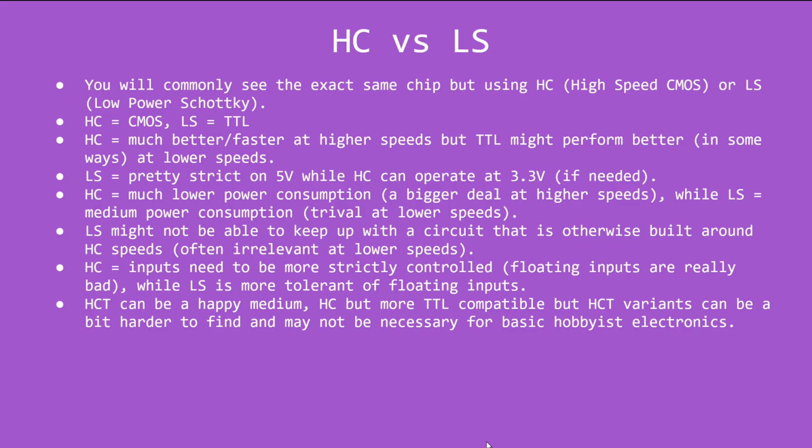As I said, they're pretty trivial in a lot of these things if you're just using them for basic hobby electronics. The LS chip might have trouble with HC components in the same circuit, but again, at lower speeds, trivial. HC means the inputs need to be more strictly controlled, such as not having floating inputs. LS is a little bit more tolerant to things like that. And then we have HCT, which is kind of a happy medium between the two that you might also see.